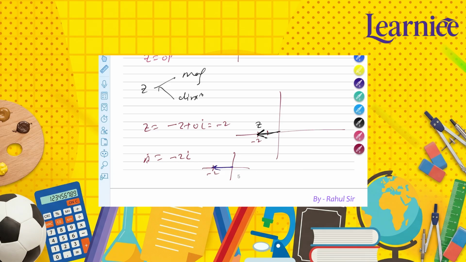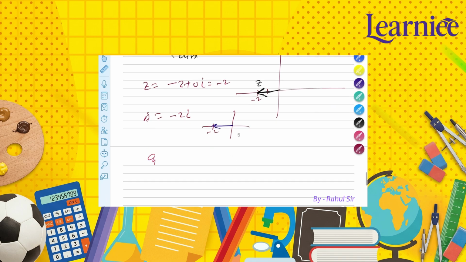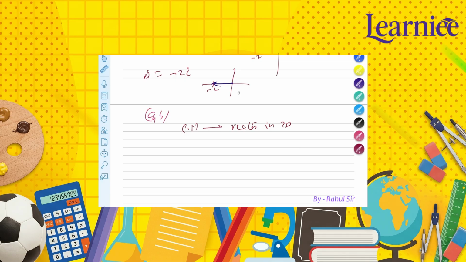And a complex number is nothing but a vector in 2D. That's important. Only two components, a and b, same as the vector. So basically a complex number is represented as a vector in the 2D plane. Got it? Let's discuss some basics of the magnitude and direction.